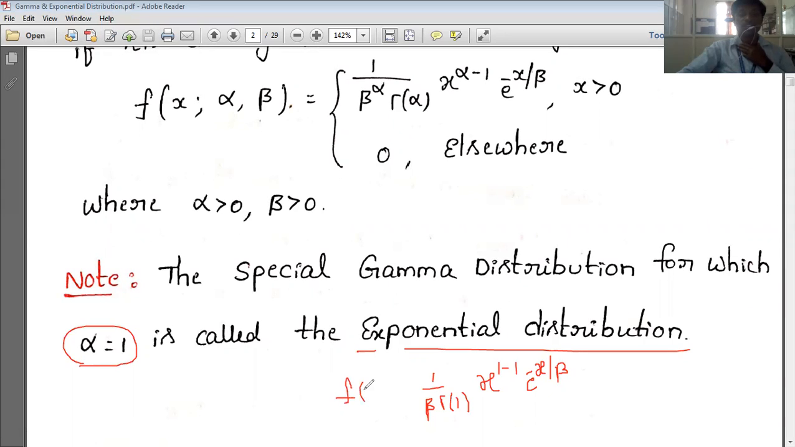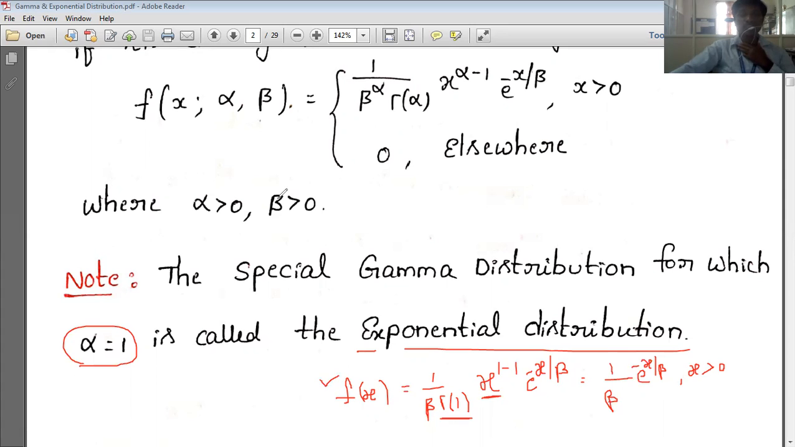So here f of x is equal to 1 by beta into gamma 1. But already we know, by using the gamma function properties, that gamma 1 is equal to 1. And 1 minus 1 is 0, and anything power 0 is 1. And what remains here is e power minus x by beta. So simply we can define the exponential distribution as f of x is equal to 1 by beta e power minus x by beta, x greater than 0. Okay, so this is the definition.